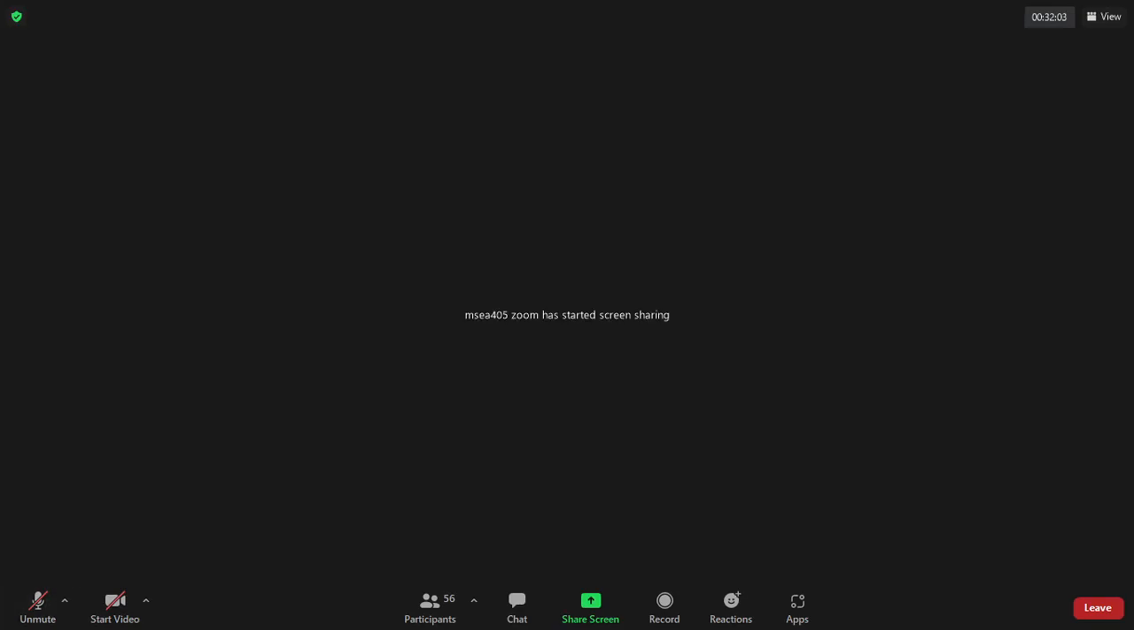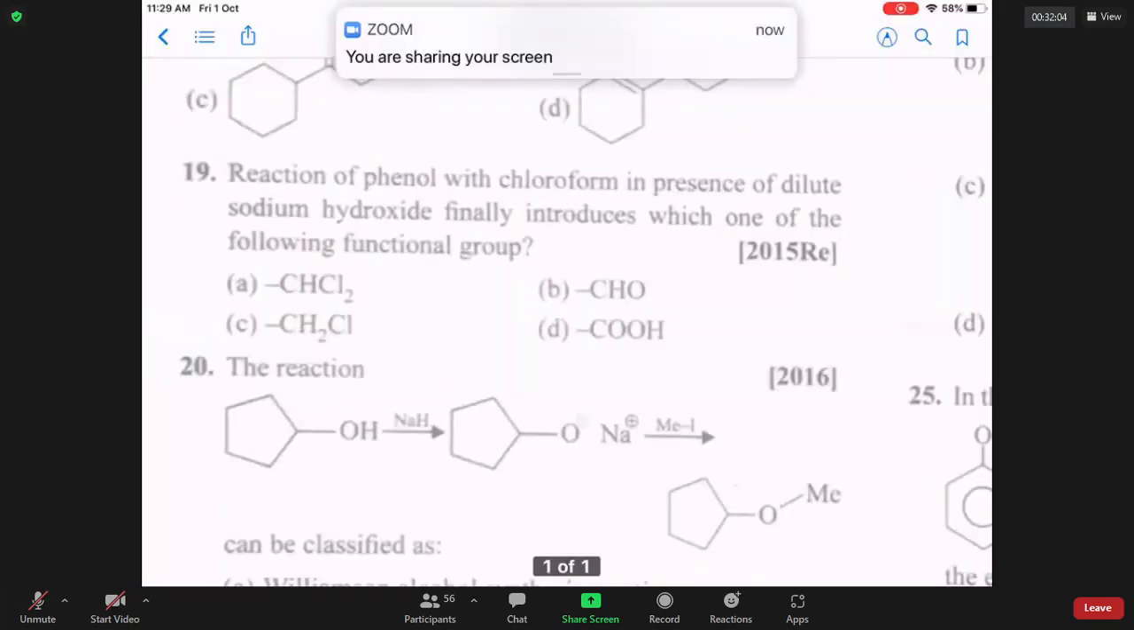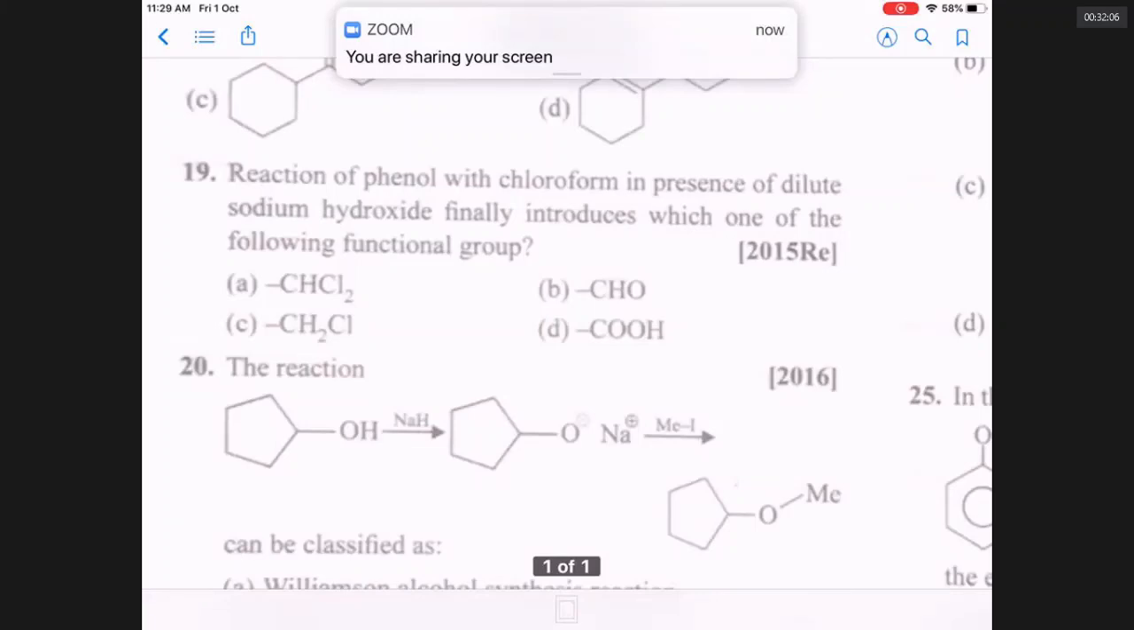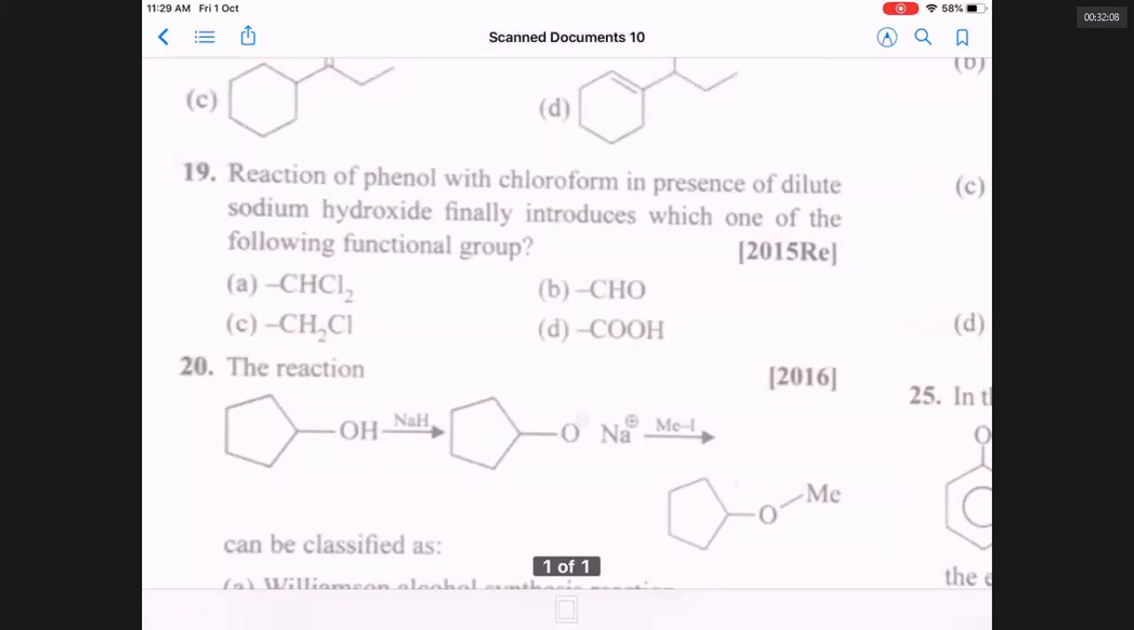So, for the answer to question number 19, reaction of phenol with chloroform in presence of dilute sodium hydroxide finally introduces the CHO aldehyde group to benzene. Instead of chloroform, if you take CCl4, carbon tetrachloride, then you are introducing the COOH group. So for chloroform, the answer is B. Instead of chloroform, if you take CCl4, the answer will be D. Are we very clear, sir?